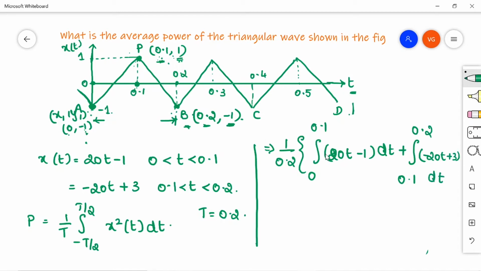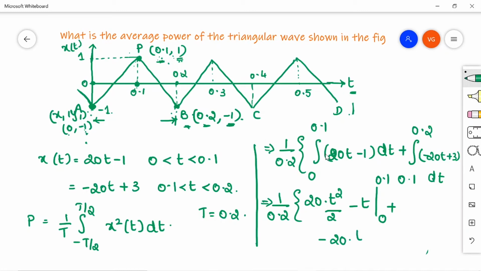Now we have to do this integration. So 1 by 0.2, that you can write 20 into t square by 2 minus 1, means it will be t. You have the limits 0 to 0.1, plus, similarly you have minus 20 into t square by 2 plus 3t in the interval 0.1 to 0.2. Now if you substitute the upper limit minus lower limit, you will get this answer as 1 by 3.